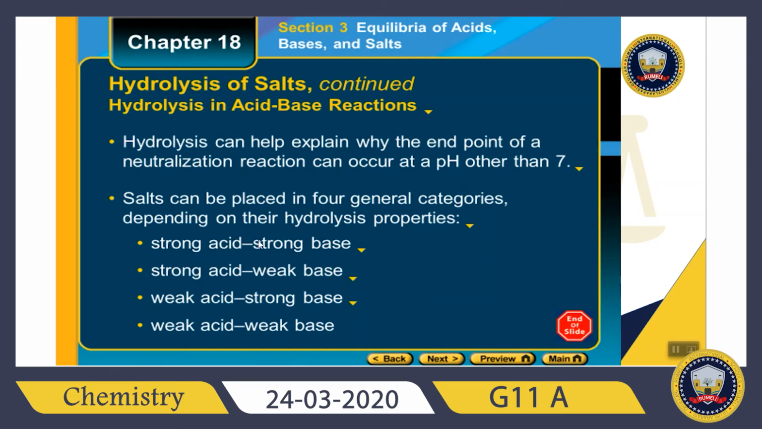So the first case, no change, no hydrolysis. The second case, there is hydrolysis to what? To acidic. The third case, also there is hydrolysis to what? To alkalinity. The last case, weak acid, weak base, like the first, there is no hydrolysis, so there is no change in the pH. Hope you understood this long section.